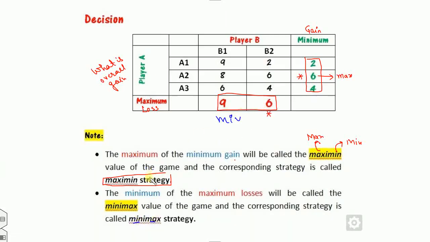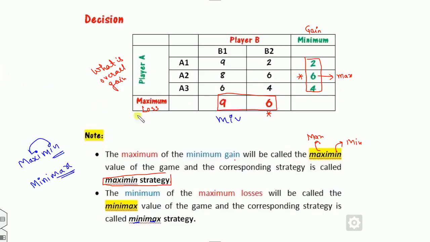So these are the two types of strategies which play an important role while solving problems in game theory. One is called the maximin, that is, firstly find the minimum and then find the maximum. On the other hand is the minimax: firstly find the maximum and then the minimum. So based on this, what are the maximin and minimax criteria for optimality?